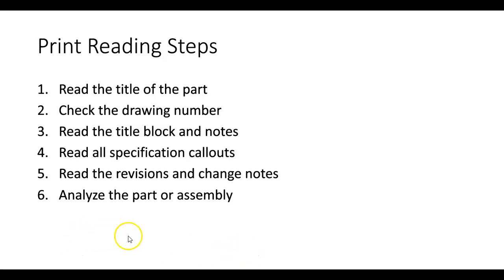So here are the steps to reading a print. First we're going to read the title of the part, check the drawing number, read the title block and the notes, and read any specific callouts or extra specifications. We're going to check for revisions and any design change notes, and then we're going to actually start to look at and analyze the overall part or the assembly drawing. So this is a pretty good guide. I will say I don't always do it in this order, but you do need to be aware of where to find and pull out all this information from a print as you're going through.